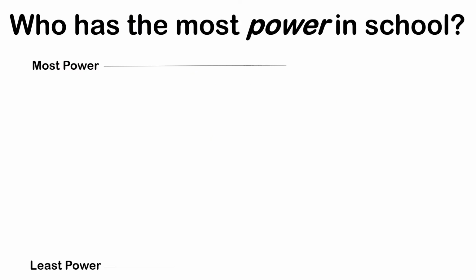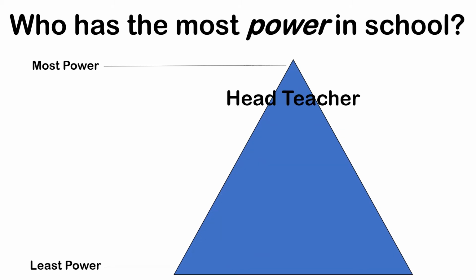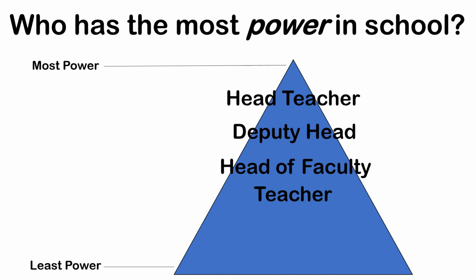Okay, so let's see who has the most power in the school. So hopefully we all said the head teacher has the most power. They're at the very top of this hierarchy. Then we should have the deputy head, the head of faculty, the teachers, the caretakers, and unfortunately for you guys, students will have the least power in a school. So this is just a nice clear example of a hierarchy that we still have in today's society. So we're going to look at a different hierarchy that really helped William take control of England.